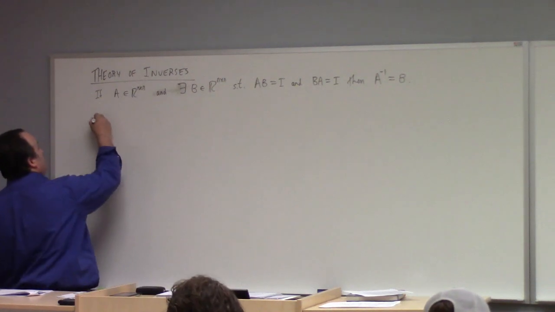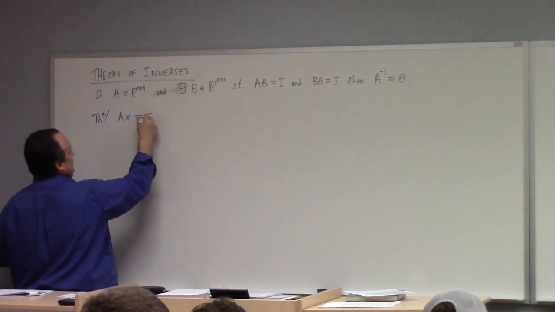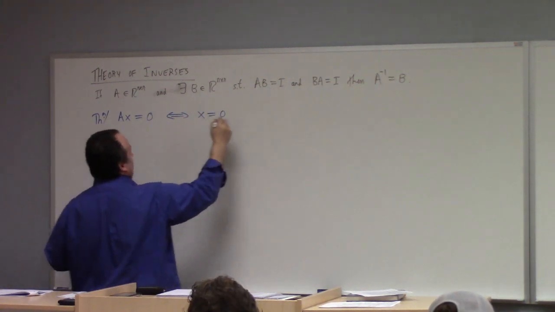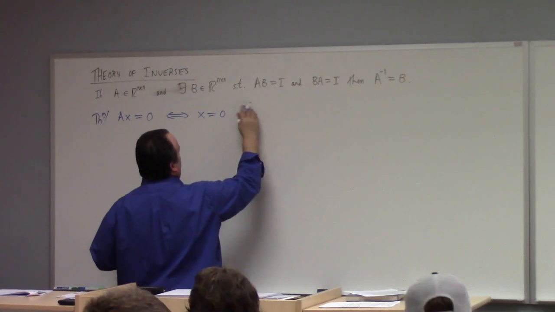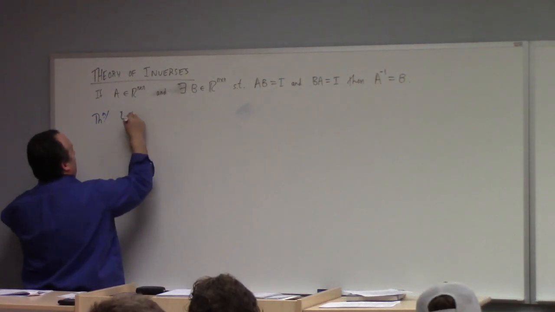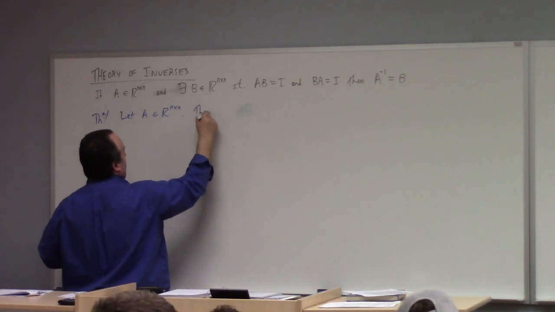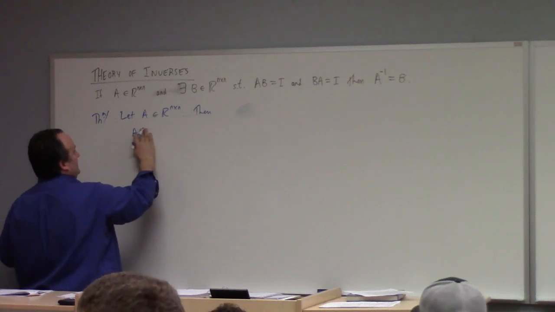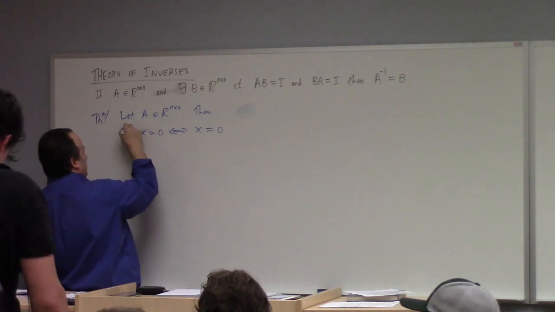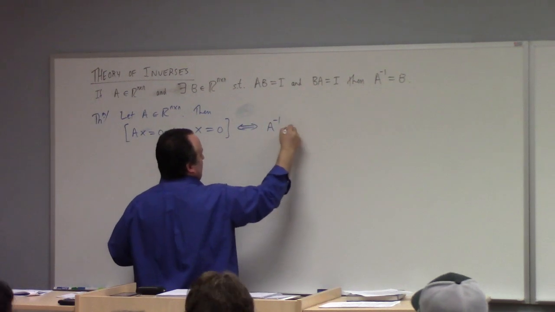So the first of which, theorem. Preamble here: let A be an n by n matrix, right? Then AX equals 0 if and only if x equals 0. This business right here is equivalent to A inverse exists.